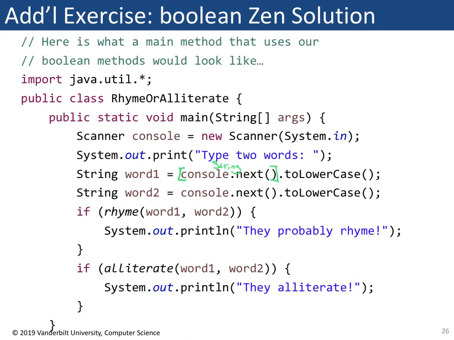Now, if they rhyme, we want to print out they probably rhyme. If they are alliterative, we want to print out they alliterate. To do this, we're going to make use of our handy-dandy rhyme test and alliterate test. So we say if rhyme, and we pass the 2 parameters, word 1 and word 2, we print they probably rhyme. To test if they alliterate, we do if alliterate, and then 2 parameters, and they alliterate.